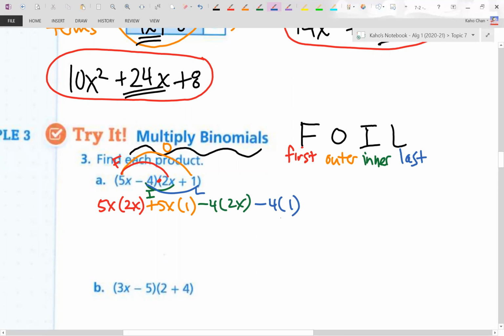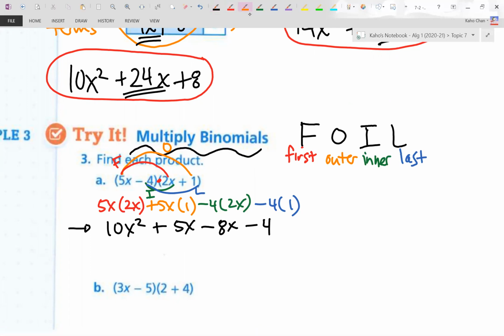Then you clean it up. It's just like the last few problems we just did a moment ago, but in a nice orderly fashion here. Here we go. 5x times 2x is 10x squared plus 5x times 1 is just 5x. And then minus 8x, because 4 times 2 is negative 8, and the x, and minus 4. Out of those 4 terms, 2 of them can be combined a little further, the middle 2 usually. Not all the times, but usually. Watch out for those, okay?